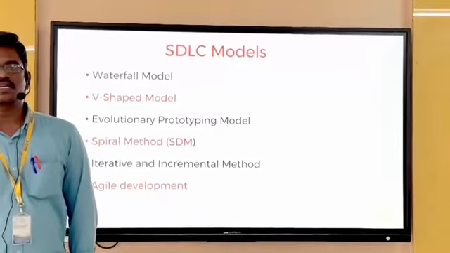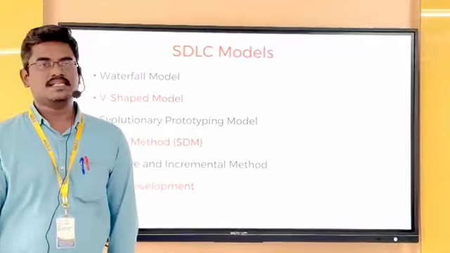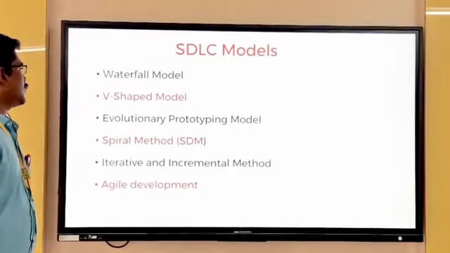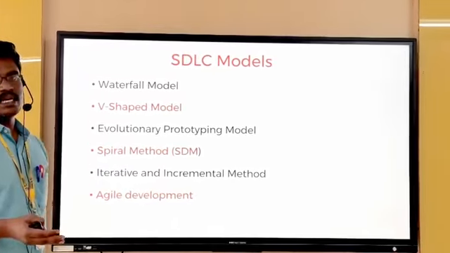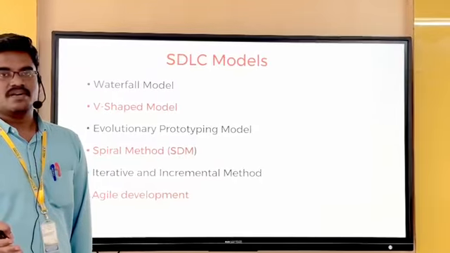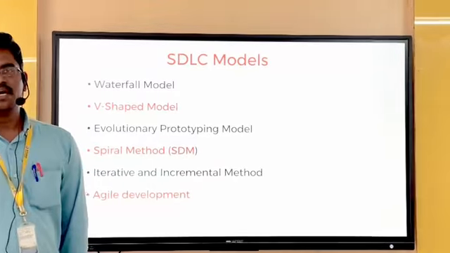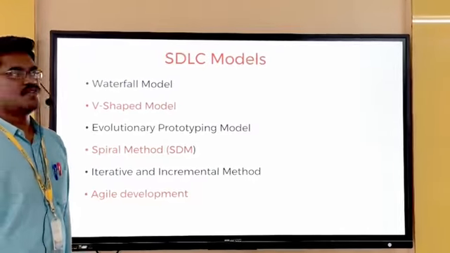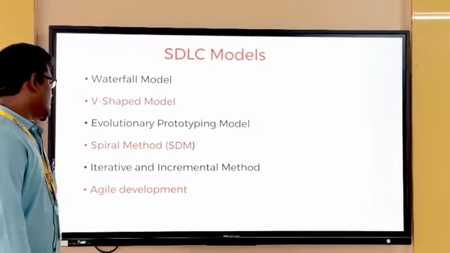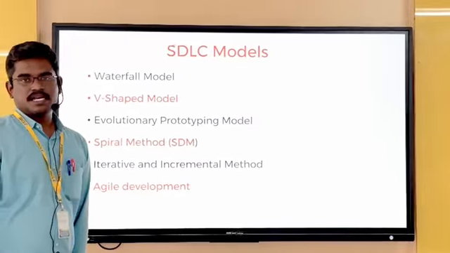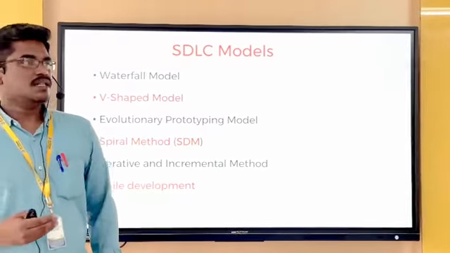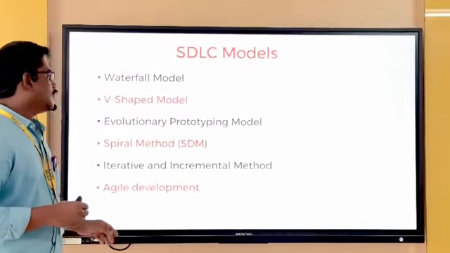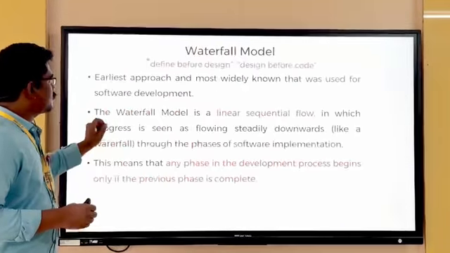There are a number of models available in SDLC, and the first model is the waterfall model. That's a classical or conventional model that is used to develop a software. The second model is the V-shaped model, the third is the evolutionary prototyping model, the fourth is the spiral model, and the fifth is the iterative and incremental model. Agile development is the last model. So in the next slides we will see one or two models, and the first model is the waterfall model.